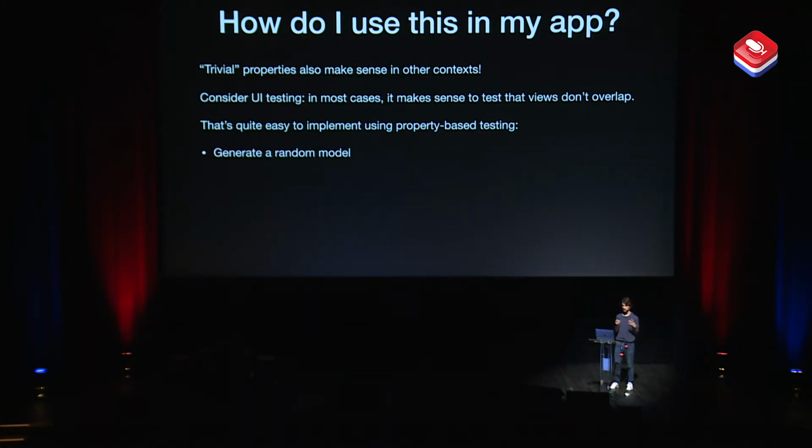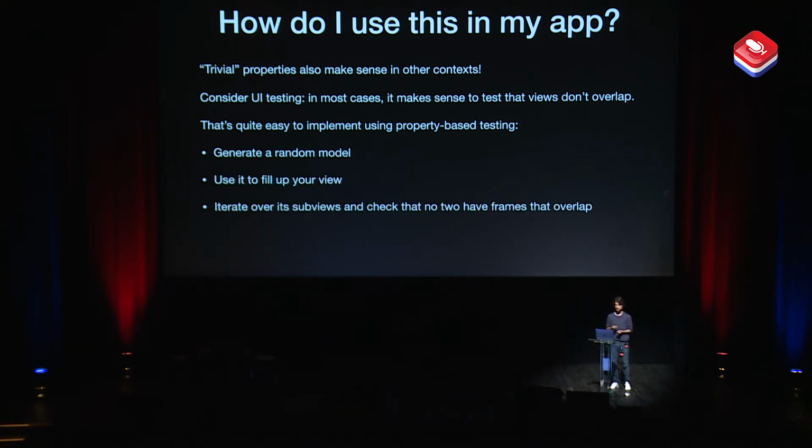We just generate random models for our views. We fill up the views using the model. And then we iterate over all the subviews, and we check that no two of them are frames that overlap. And that's it. With a trivial property, we've checked that we don't have some weird glitch in the app. So thank you to Pierre Felgines, who is a colleague from Lyon. He's an iOS developer. This cool use case is not my idea, but it's a very good idea. I think it can help you a lot in your app.